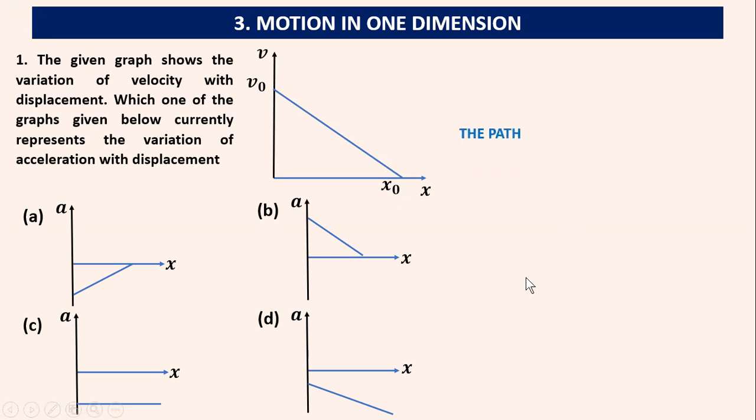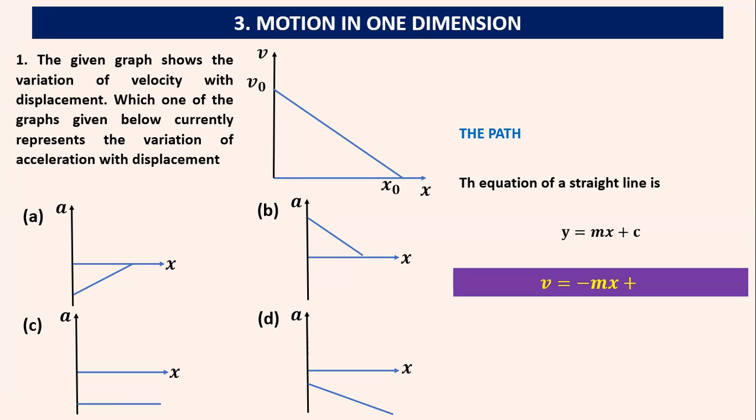In the given graph, we have a straight line. The equation of a straight line is y equals mx plus c. From the graph, we understand that the slope m is negative and the y-intercept c is positive. So we can write v in the place of y, the velocity. So v equals minus mx plus v naught.